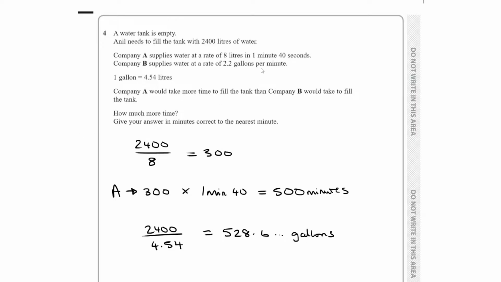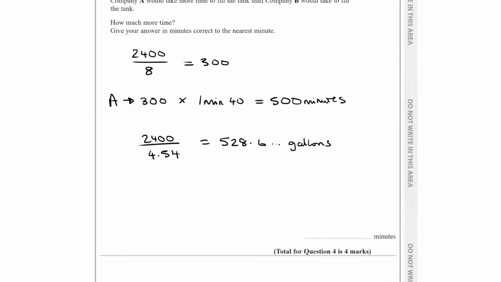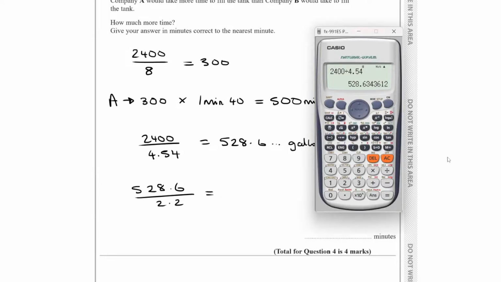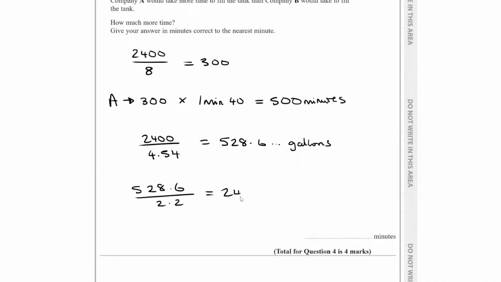And then it says there's 2.2 gallons per minute. So I then just divided that again by 2.2. I'm going to keep obviously all my decimals from my calculator. I just wrote down 1 though. So use your answer button where you can. So answer divided by 2.2. That gave me 240 minutes, 0.288. So that's B, isn't it?